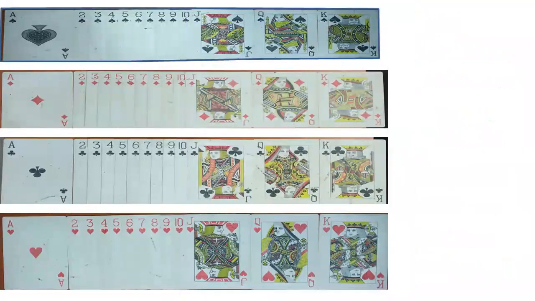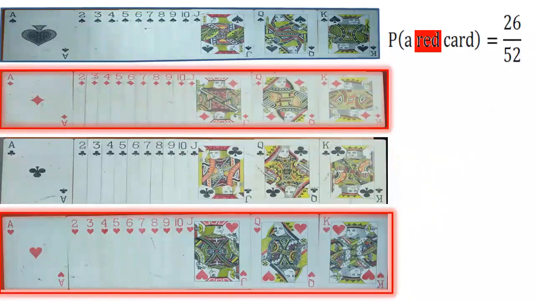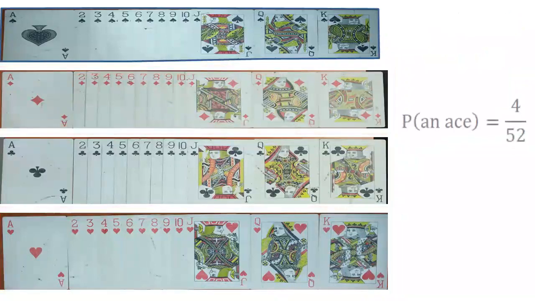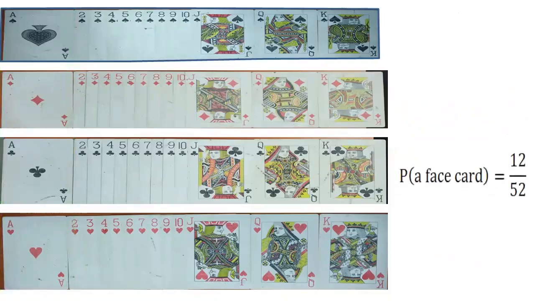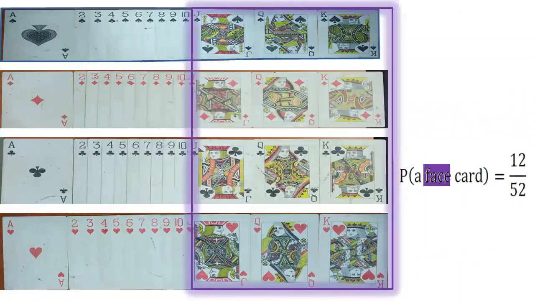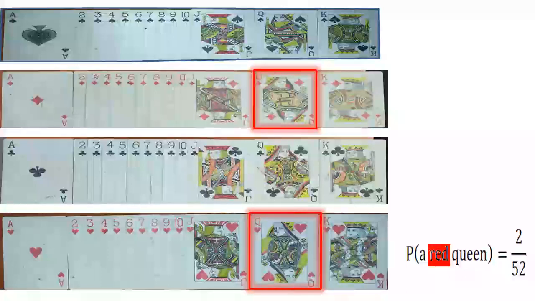Let us see the probability of getting a red card, which is equal to 26 by 52. Probability of getting an ace, which is equal to 4 by 52. Next, probability of getting a face card, which is equal to 12 by 52. Probability of getting a red queen, which is equal to 2 by 52.